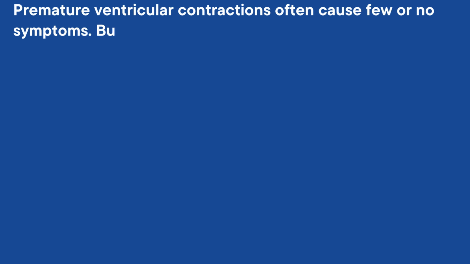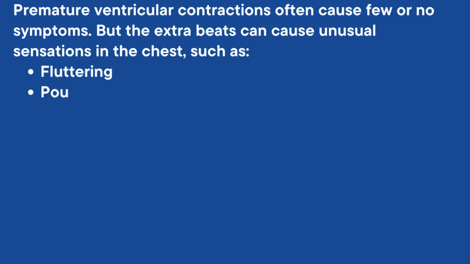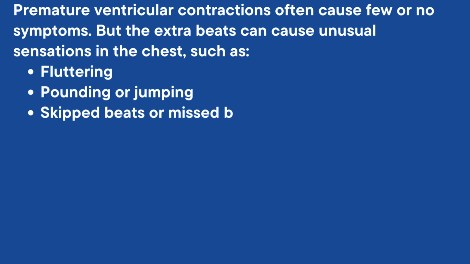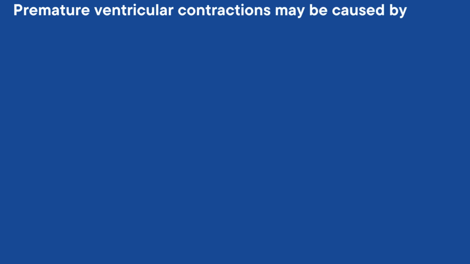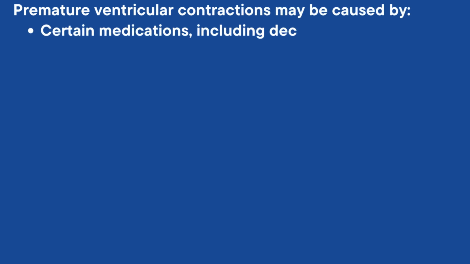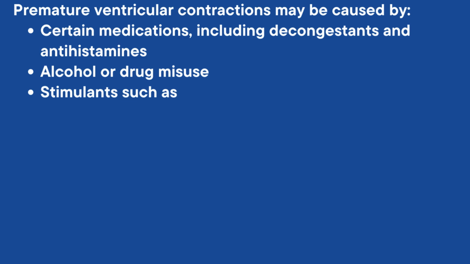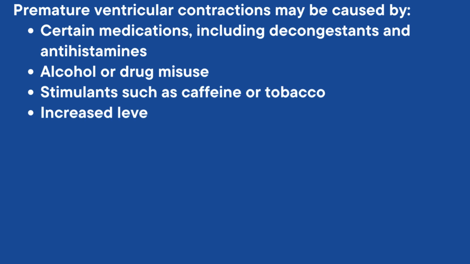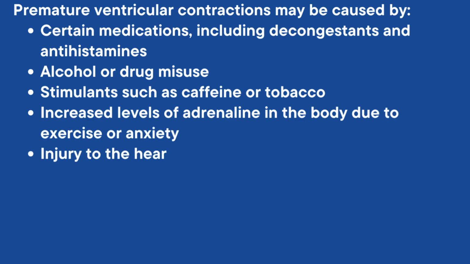Premature ventricular contractions often cause few or no symptoms, but the extra beats can cause unusual sensations in the chest such as fluttering, pounding or jumping, skipped beats or missed beats, and increased awareness of the heartbeat. They may be caused by certain medications including decongestants and antihistamines, alcohol or drug misuse, stimulants such as caffeine or tobacco, and increased levels of adrenaline in the body due to exercise or anxiety. They can also be caused by injury to the heart muscle due to disease.